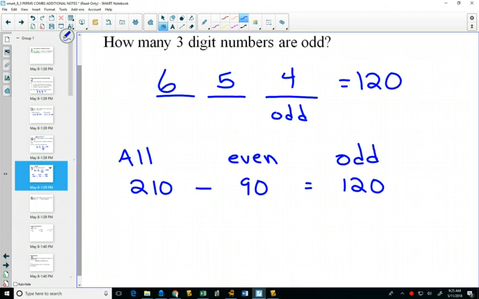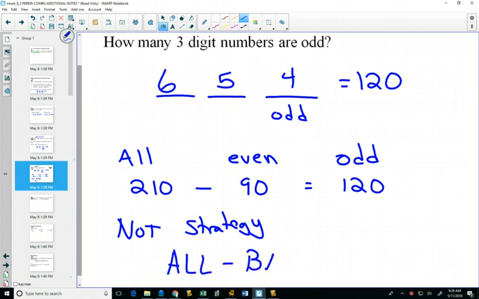I call this the not strategy. And I call it the not strategy because you're counting what you're not supposed to. To find out all the odd ones, we count the even ones. We count the opposite. And if you take all the possibilities and subtract the bad ones, you will get the answer that you're looking for. Does that make sense?